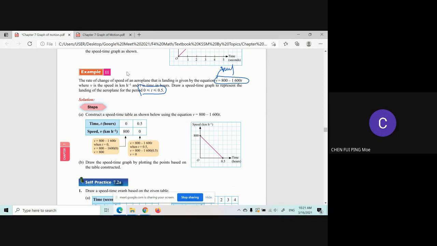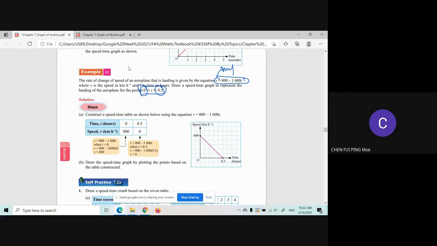You just build the table of values like the one you learned before. You set the time first, because they want you to draw from 0 until 0.5. So you can build the table when t equals 0, t equals 0.5. This one is a straight line graph, right? Because the power is 1 for both unknowns.